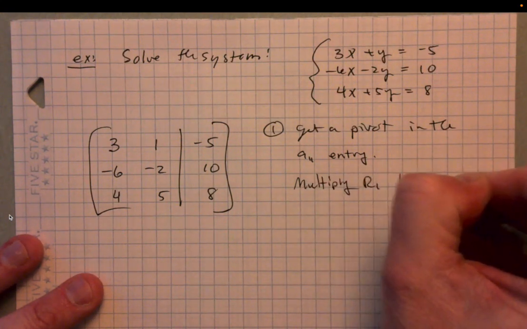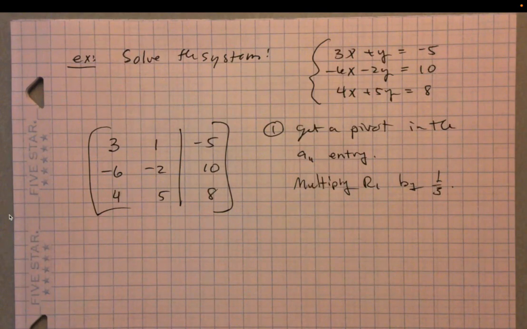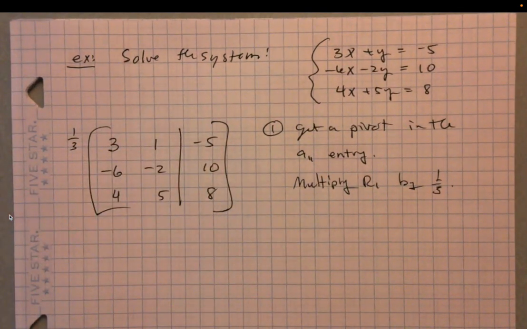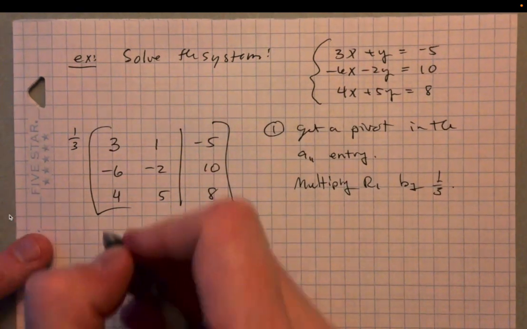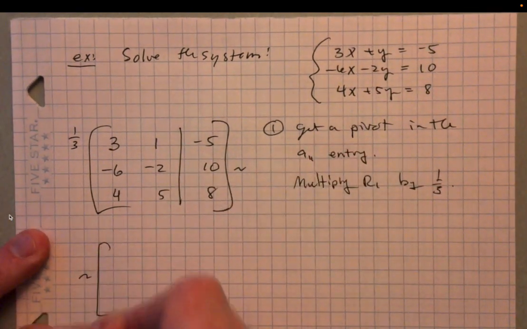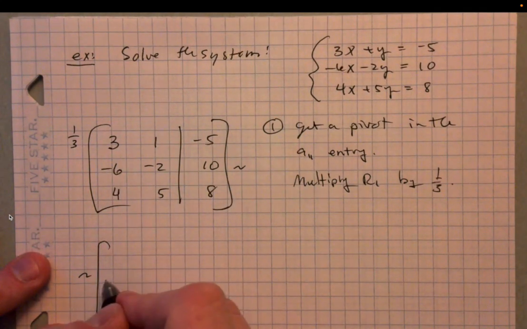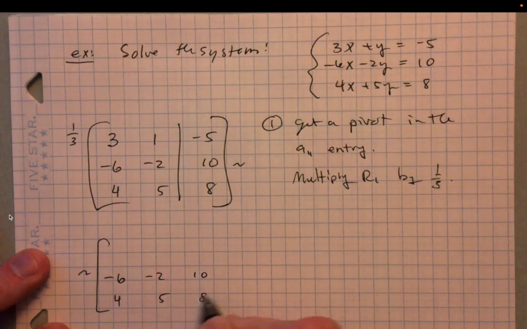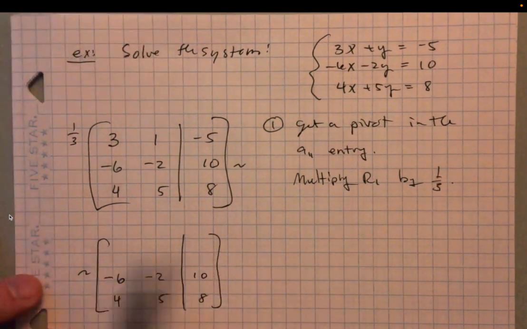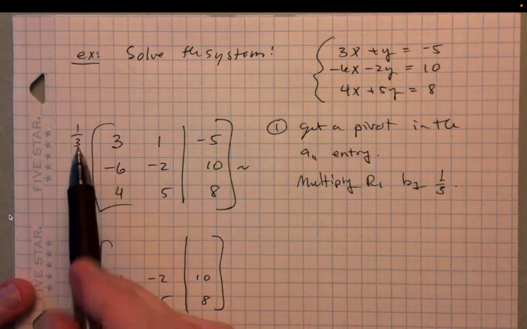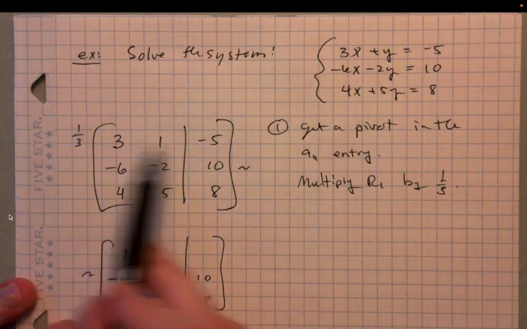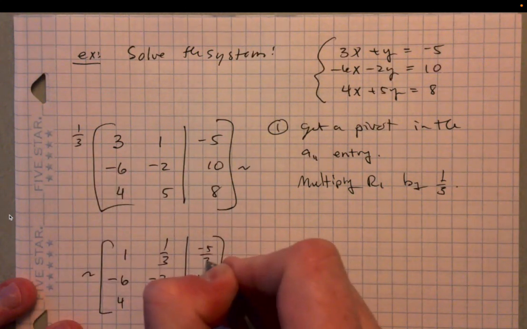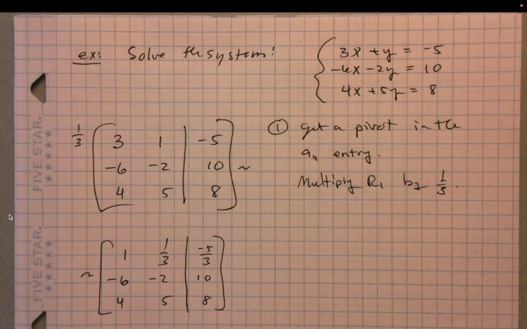Multiply row 1 by 1/3. Okay, so we can easily do that. The way I notate it is I just put a 1/3 next to that row, so I know what that means. Row 2 and row 3 are unaffected, so I just rewrite those in quick. You're just changing row 1, and so 1/3 times 3 is 1, 1/3 times 1 is 1/3, and 1/3 times -5 is -5/3. Okay, so there we go. Step 1.